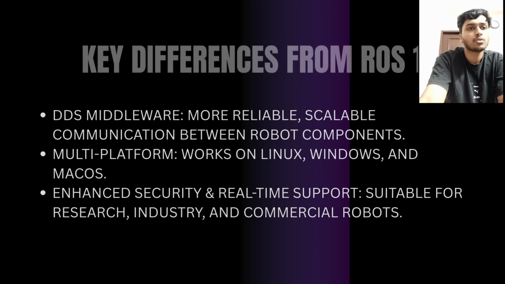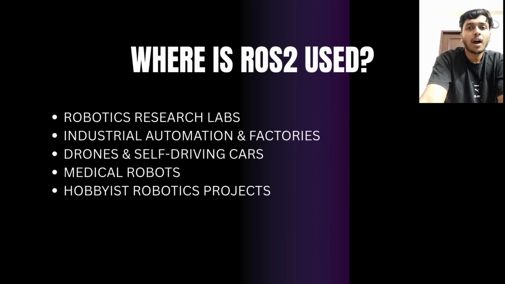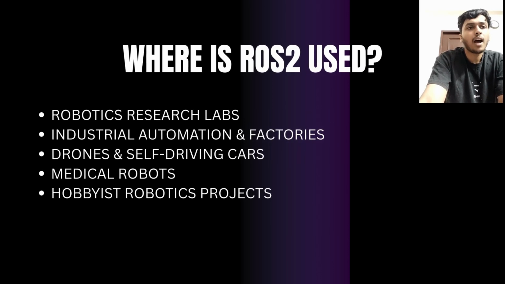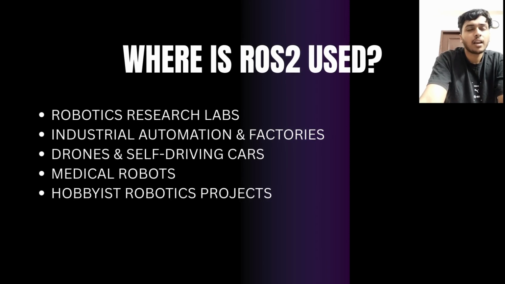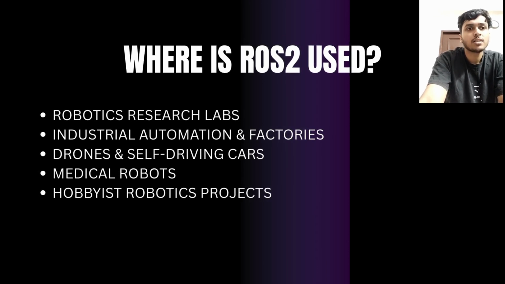commercial and industrial use. Now you might wonder where ROS2 is exactly used. Well, ROS2 can be found in robotics research labs and even in industry automations, drones, self-driven cars, and medical robots. Basically, if there's a robot, ROS2 could be running somewhere in the background and you might not even realize.